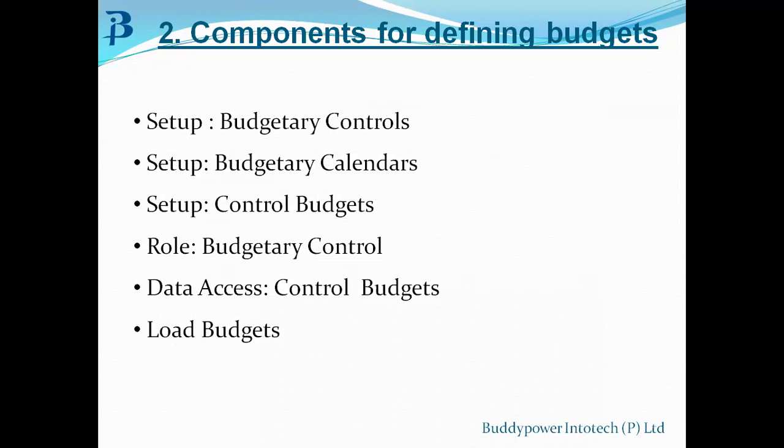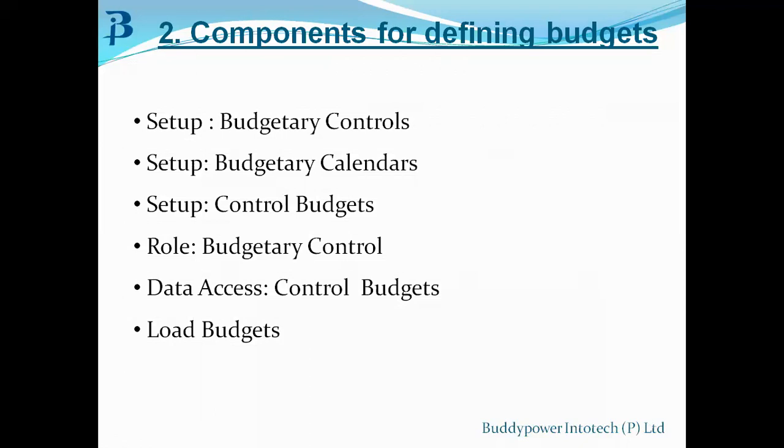Ma'am, you can continue. Okay, fine. So as I said, we have to assign a role of budgetary control to the particular user, and the same user should be given the data access for a particular control budget against which the user can load the budgets. So these are the few components which, once defined in the system, will make us ready to implement budgetary controls. Now Setu sir will walk you through each and every component and the setup process in the practical classes, right? Okay, so let's continue with each of the components.